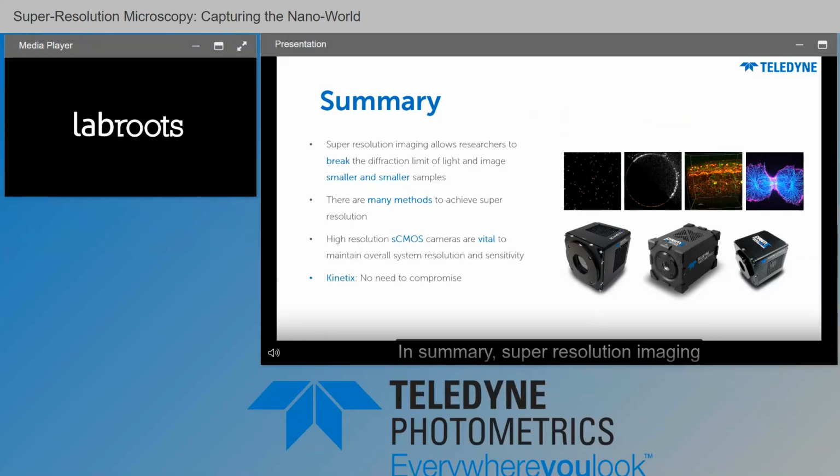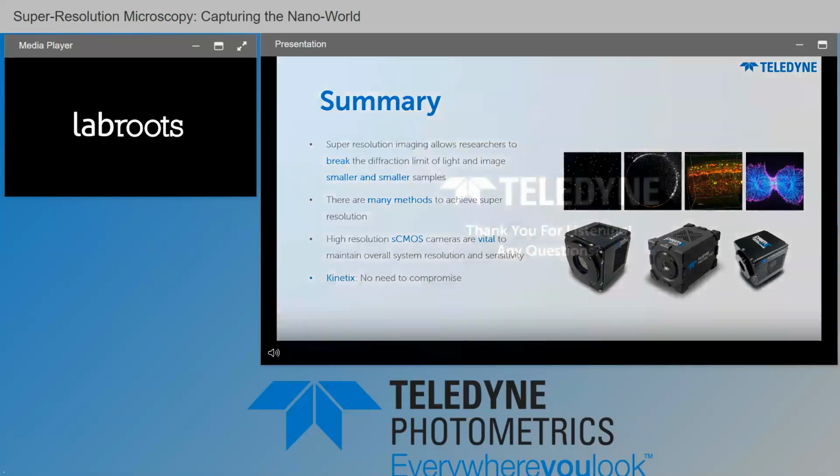In summary, super resolution imaging allows researchers to break the diffraction limit of light and image smaller and smaller samples. While there are many methods to achieve super resolution, high-resolution sCMOS cameras are vital to maintain overall system resolution and sensitivity. And with the Kinetics family, there's no need to compromise.